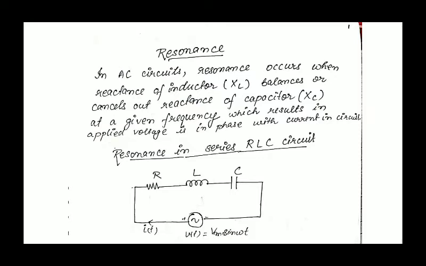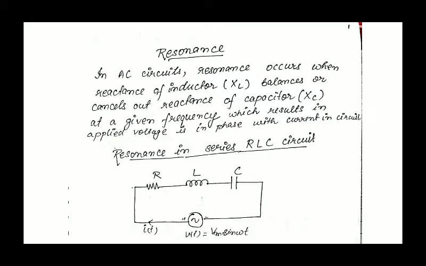In a series RLC circuit, the impedance is given by Z equals R plus j(XL minus XC). So if XL and XC cancel each other out, the only impedance left is a resistive impedance. So at resistive impedance, the applied voltage is in phase with the current flowing in the circuit. So the circuit will behave as a pure resistive circuit.